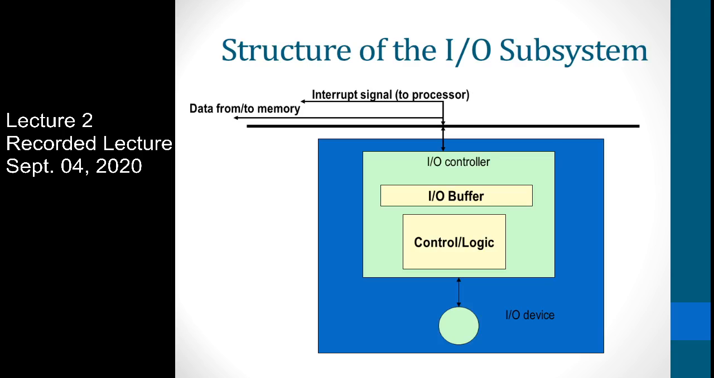Ayan. So, ito yon. Look at I/O device. So, I/O device. So, we have the control logic. Okay? So, sa loob ng I/O controller, meron tayong dalawang subsystem. So, we have the I/O buffer and we have the control logic.